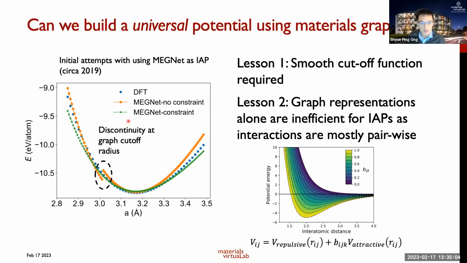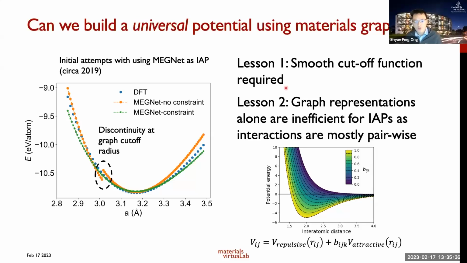So this is actually what was our initial attempt at building an interatomic potential using our MEGNet model, right? So what you see here is an equation of state for one of the cubic crystals. And you see that we actually have very significant problems, right? Even though, yes, it seems that potentially this might work, there are some artifacts in our predictions, right? So there's this discontinuity in the energy when it gets to the cutoff radius, right? So our initial attempts were definitely not that successful.